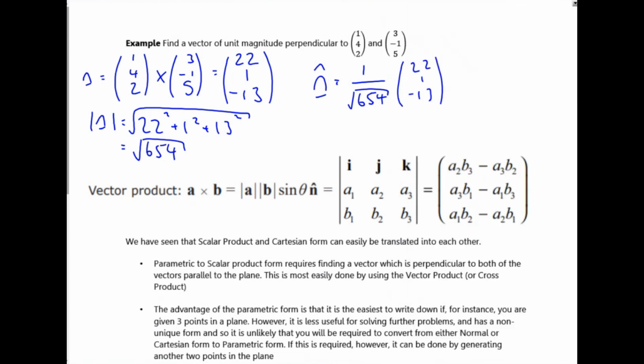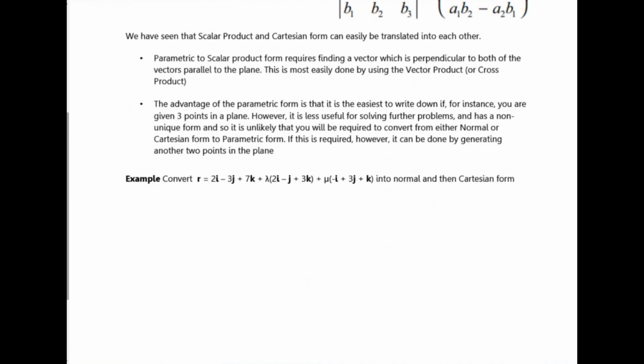Why this cross product is useful is for working out equations of planes, specifically for working out the scalar product form of the plane, r dot n equals a dot n. If you're given 3 points in the plane or 2 vectors in the plane, you can use this to come up with a normal vector. You can use this to convert from parametric form into your scalar product form, and then into Cartesian form as well.